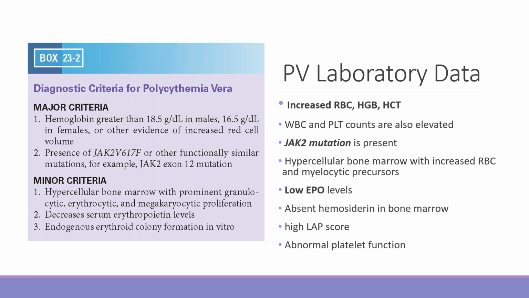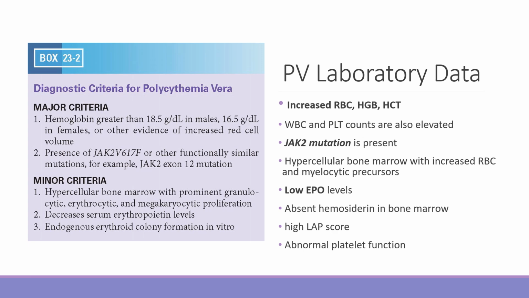So what we will see in the bone marrow is a hypercellular bone marrow with an increased red blood cell and myelocytic precursors. We are also going to have low erythropoietin levels, and that's because our kidneys aren't producing erythropoietin. There's no need. There's nothing to indicate to the kidneys that we need to produce erythropoietin, and yet because of that JAK2 mutation, hematopoiesis continues at an alarmingly high rate.